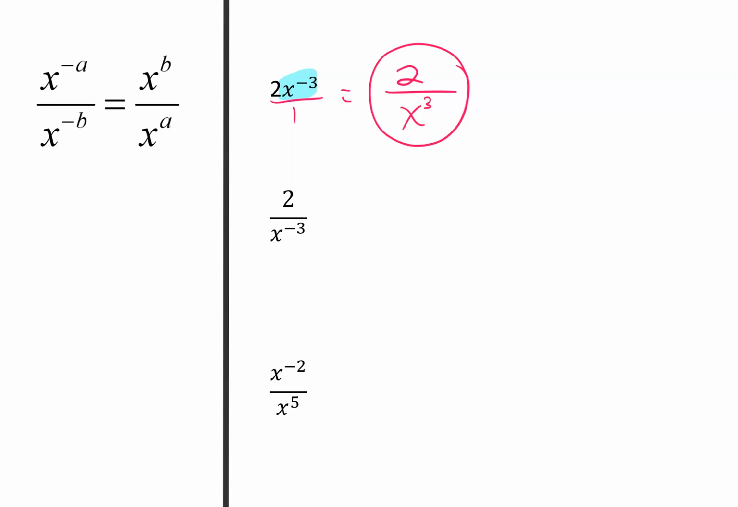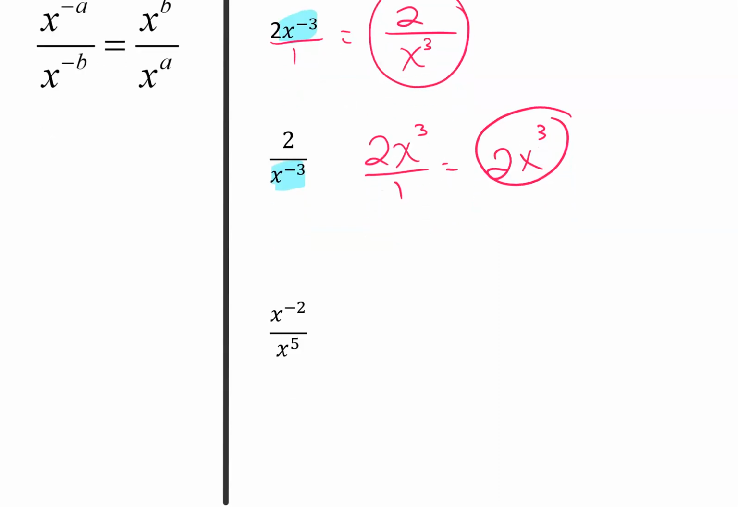In the second example, our negative exponent is in the denominator, so it needs to move to the numerator. The 2 will stay put because it doesn't have a negative exponent. So 2x to the 3rd over 1. And since that's over 1, we can just leave it 2x to the 3rd.